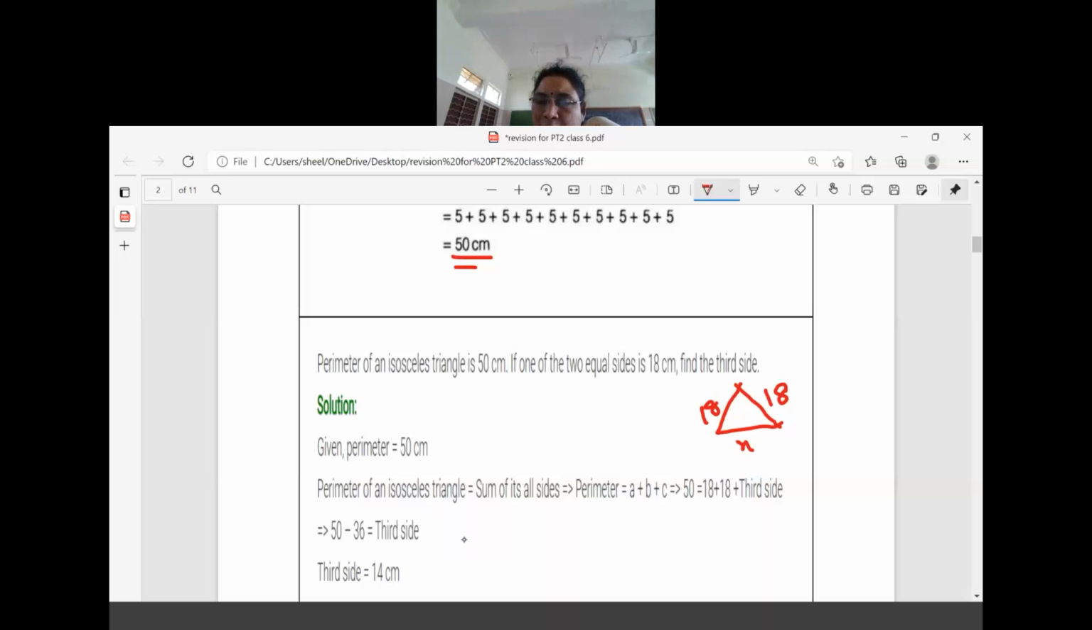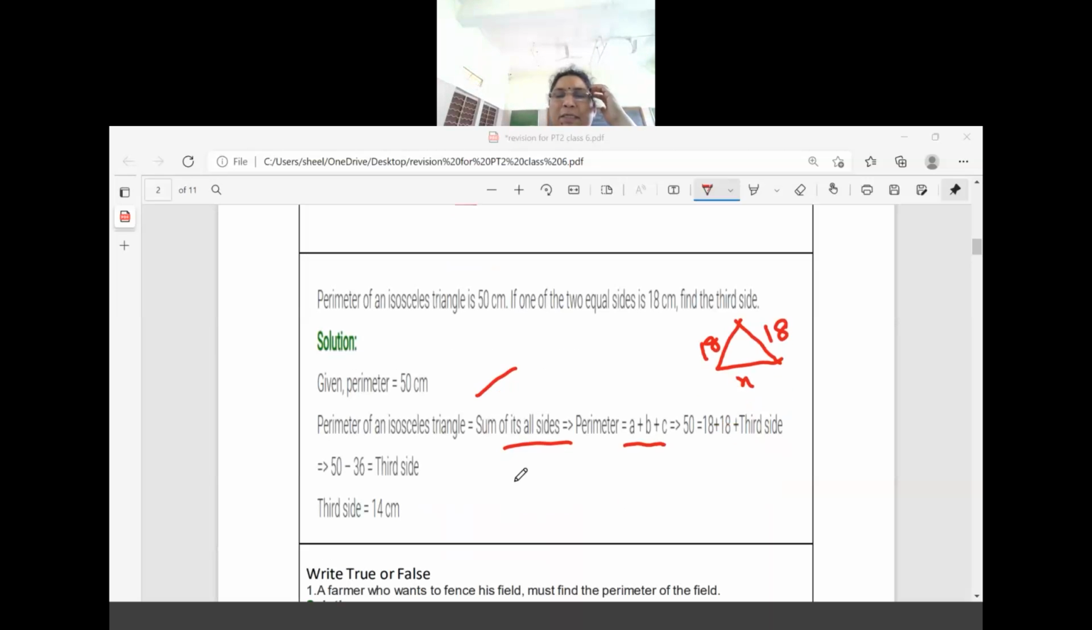So the perimeter is 50. How to calculate the perimeter? 18 plus x. Here it is written like that. Perimeter of an isosceles triangle is equal to the sum of all sides, which is equal to a plus b plus c, or in the sense we can say that 18 plus 18 plus x is equal to 50. So what is the third side? From the 50 we should subtract 36. Therefore the third side we will get is equal to 14 centimeter only, right?